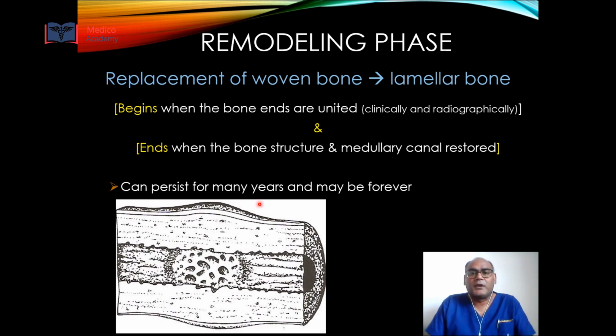Remodeling, originally, this word described the calcium phosphate metabolism, which keeps on occurring within the bone throughout life, and that is what was remodeling. But nowadays we describe remodeling as the third stage of the fracture repair.